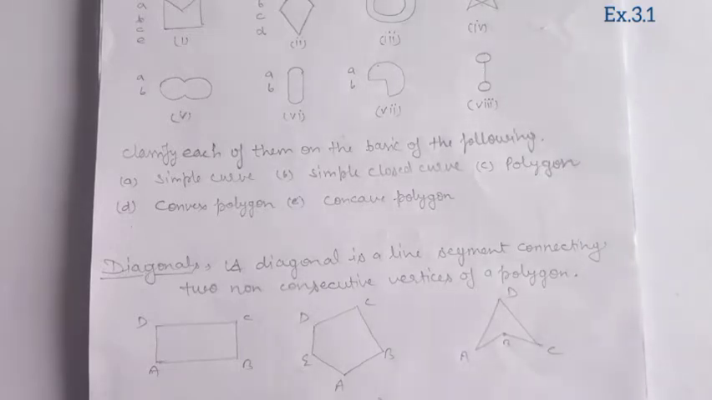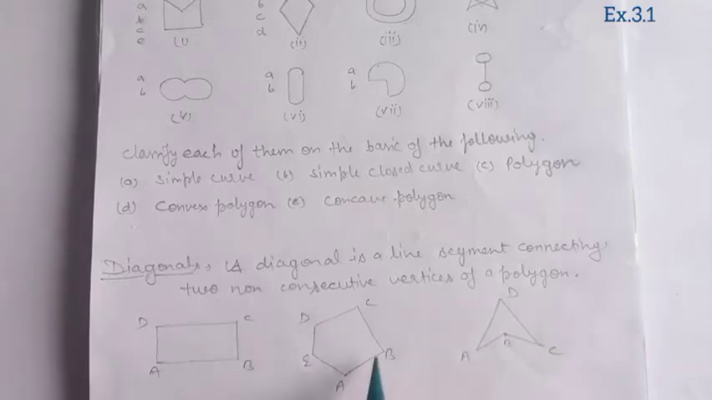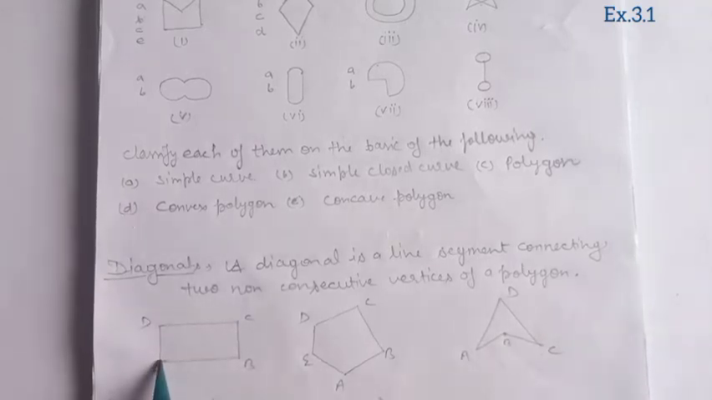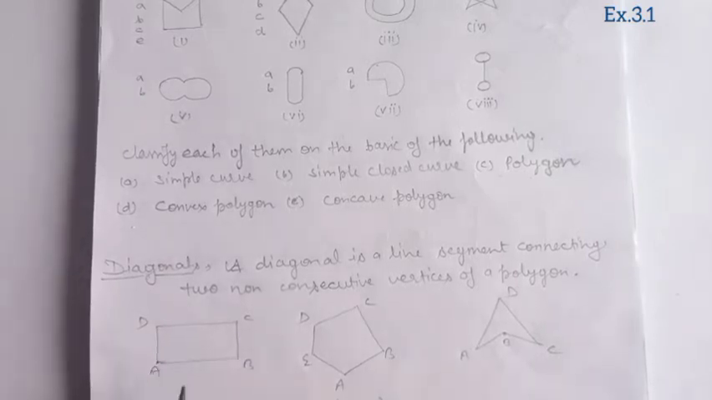What do you mean by a diagonal? A diagonal is a line segment connecting two non-consecutive vertices of a polygon. So here are a few examples of polygons. Now ABCD is a quadrilateral, this one with 1 2 3 4 5 is a pentagon, and this ABCD is again a quadrilateral. So suppose we are at point A. A, B, C, D are known as the vertices of this quadrilateral.